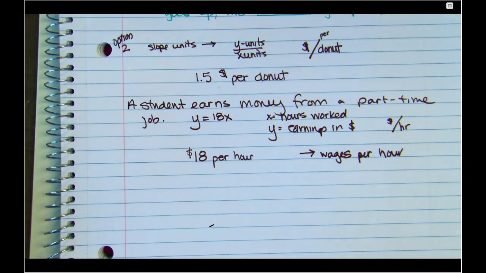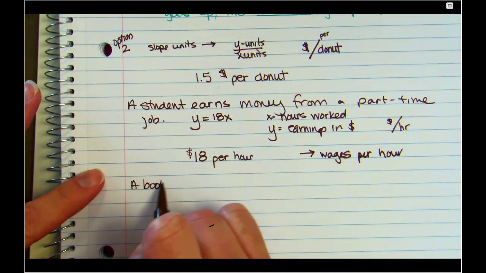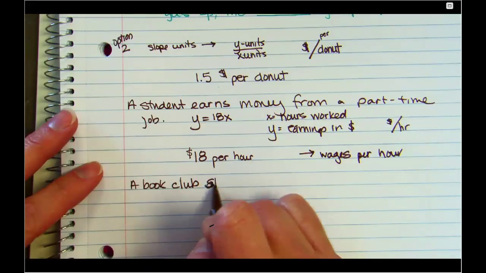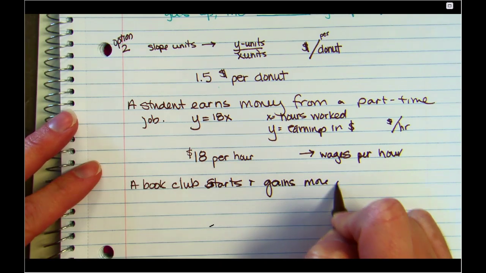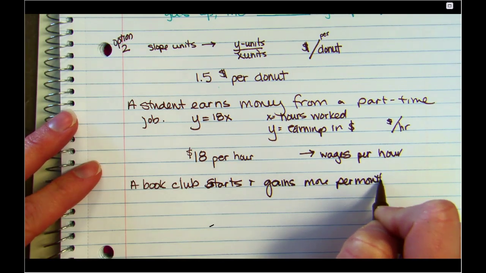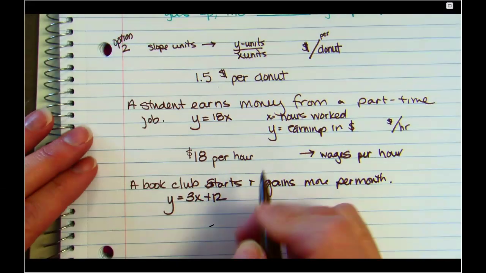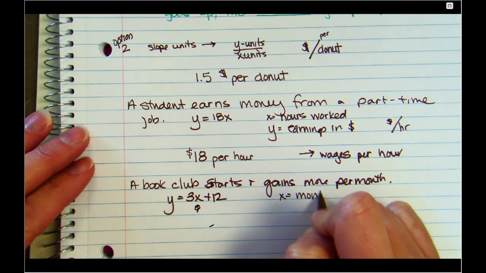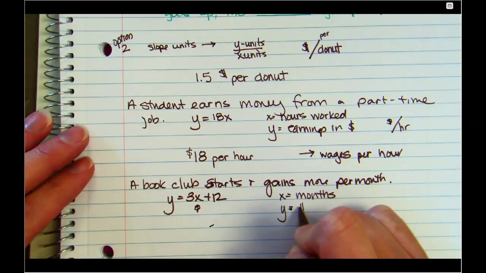Let's do number 7 on your paper, which was about a book club. So we've got a book club. It gains members every month. It starts with some members and then gains more per month. The equation was y equals 3x plus 12. X is the number of months, and Y is the number of members.